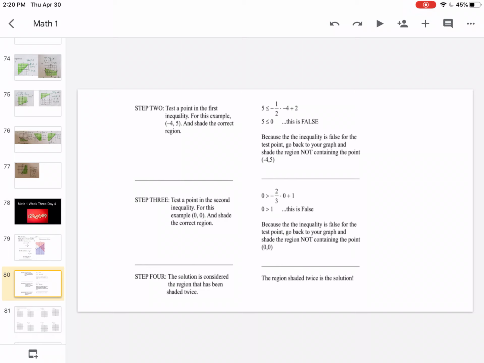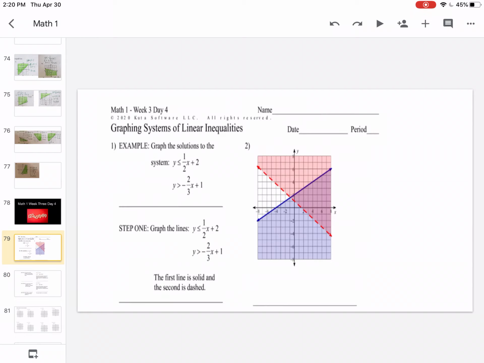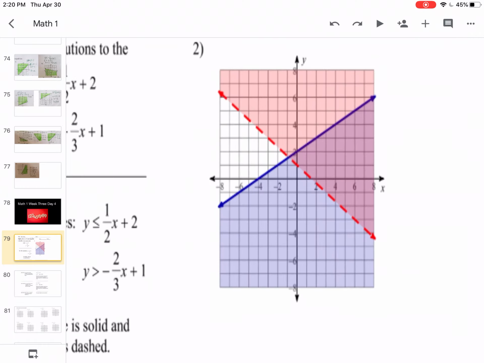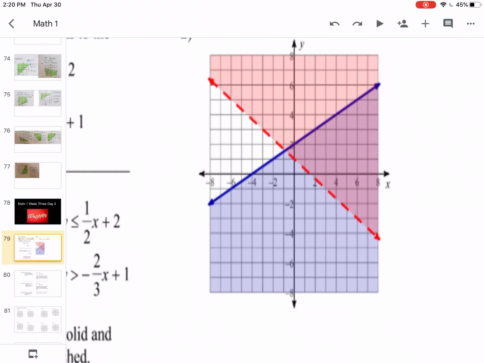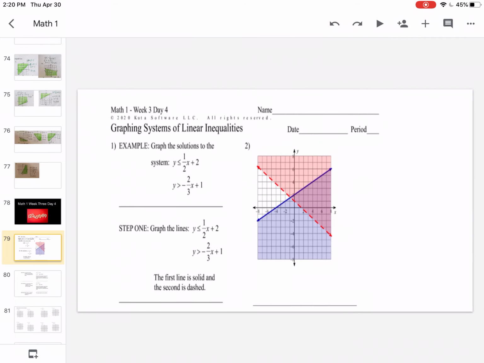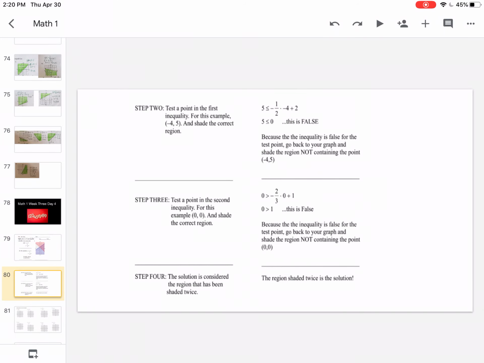It's false. Because the inequality is false for the test point, go back to your graph and shade the region not containing the points. So they shaded the region that did not have those points. Number 3, test a point in the second inequality for this example. So now you can plug in the 0, 0. This was also false. Because the inequality is false for the test point, go back to your graph and shade the region not containing the points 0, 0. Step 4, the solution is considered the region that has been shaded twice.